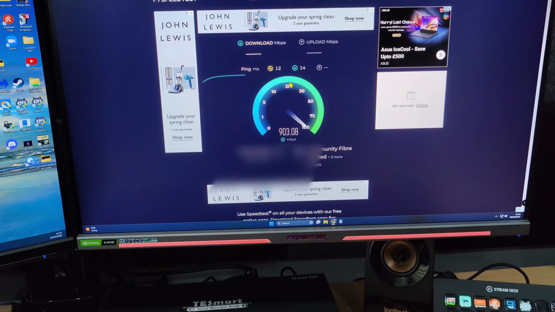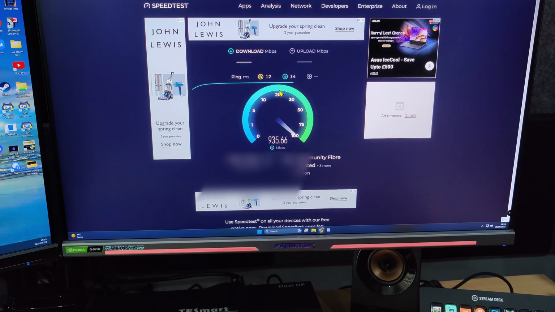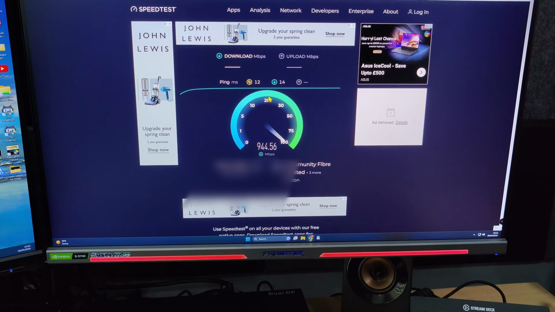Now that is the same speed that I get using just Ethernet in the normal traditional way. There is no difference, and that's very impressive, by the way.